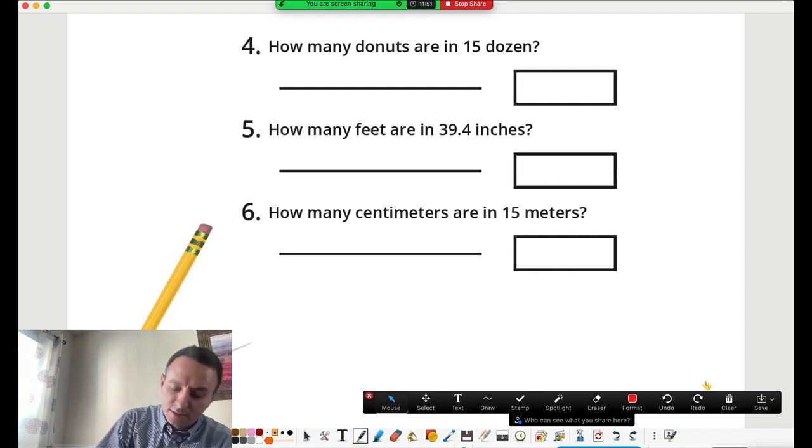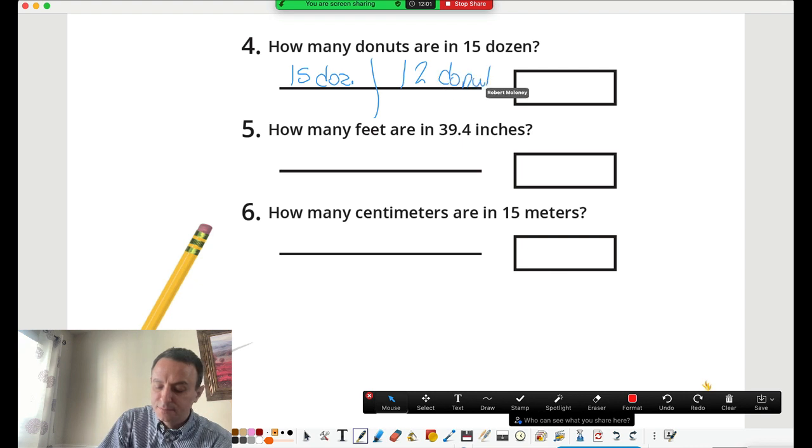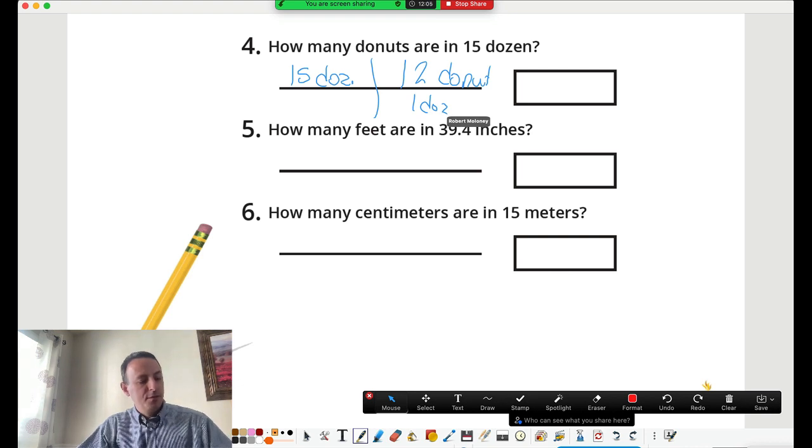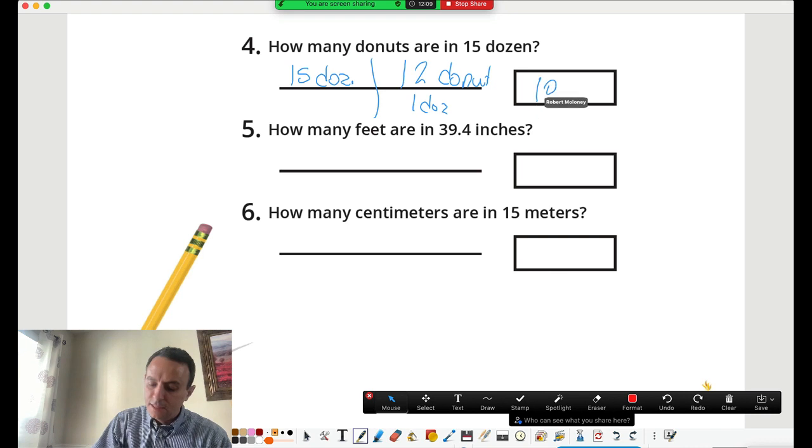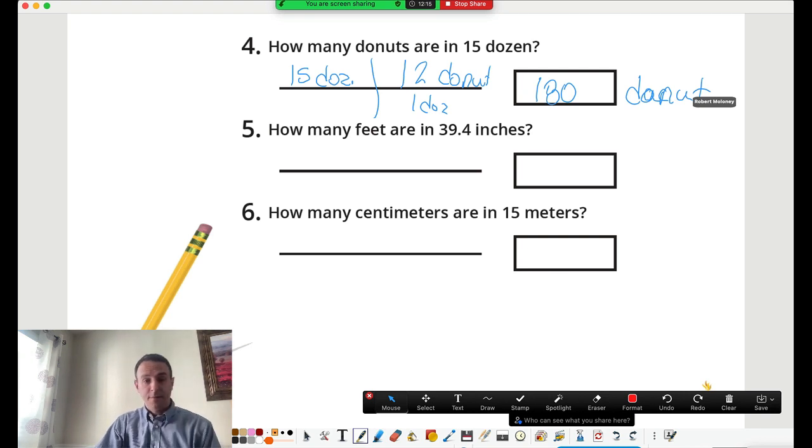All right, so if we start with dozens, we have 15 dozen, and we know there are 12 donuts per dozen, or 12 anything per dozen. So we're going to go 15 times 12. You have 180 donuts. That's enough for the entire class to have at least 1 donut, or all my students to have 1 donut.